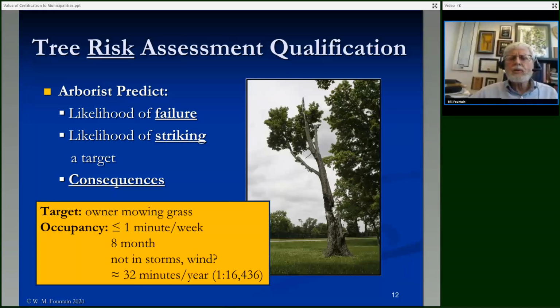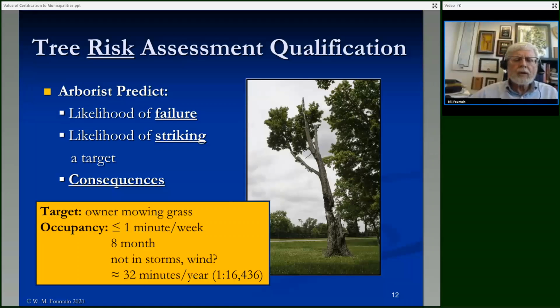So as we begin to assess this, we look at this. What is the target? It's in the middle of a 5-acre front yard. There are no walkways. There are no driveways nearby where this tree is likely to fall. So the occupancy rate would be for the owner, and probably just while they're mowing their grass. They would probably spend less than a minute per week for 8 months out of the year, the 8 months being the time that the grass is going to be growing. And they would probably not be out there at a time period when the storms were actually engaging and pushing on the tree, but perhaps maybe on a windy day in March.